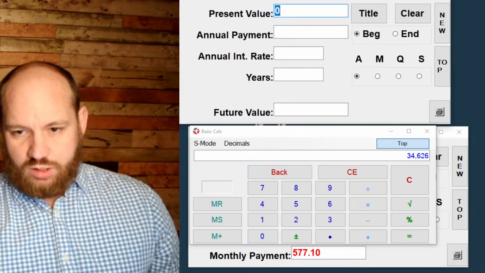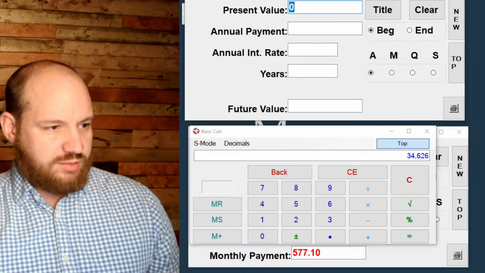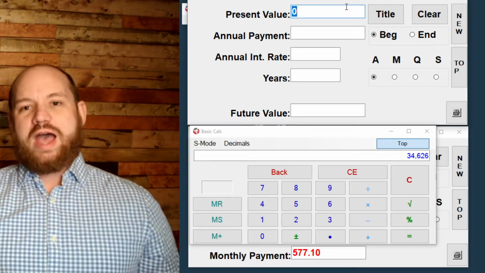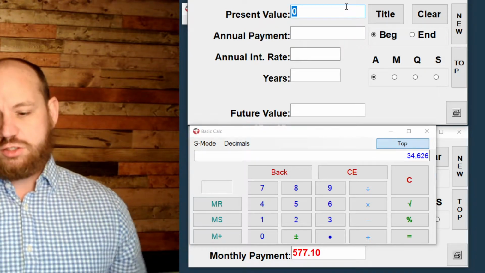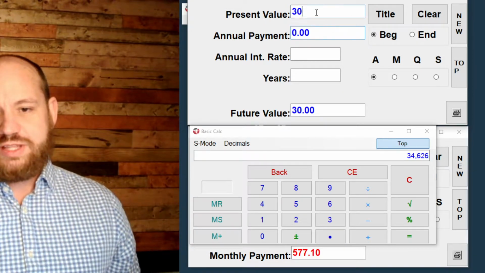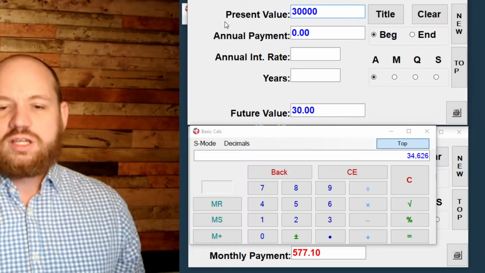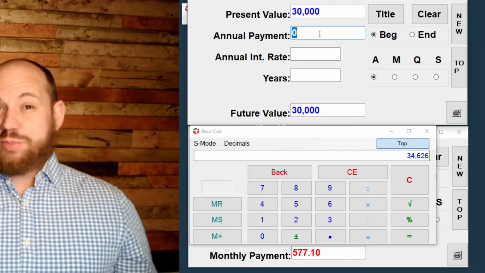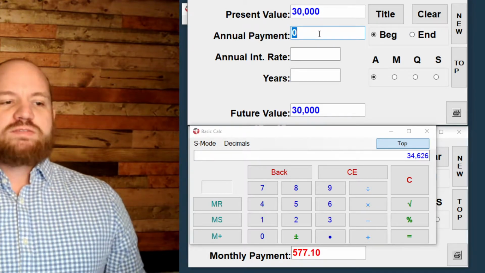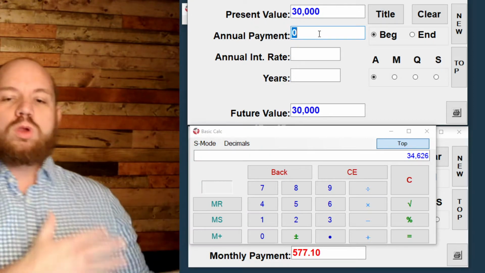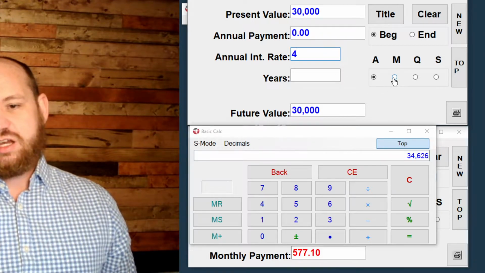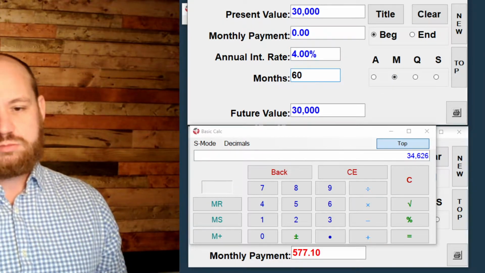Okay, so that's the same calculator. Let me try to get this all in the same screen. Right now you have $30,000, and you're not making an annual payment, because this money's in the bank. So we have to choose to take the loan, or we have to pull all this money out of the bank. Let's see what this money would be worth at the end of that same 5 years, so 60 months.